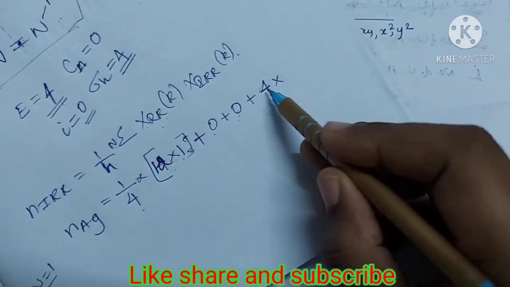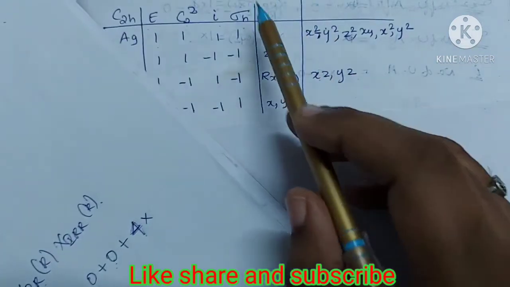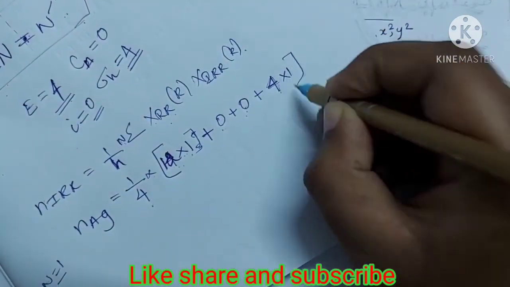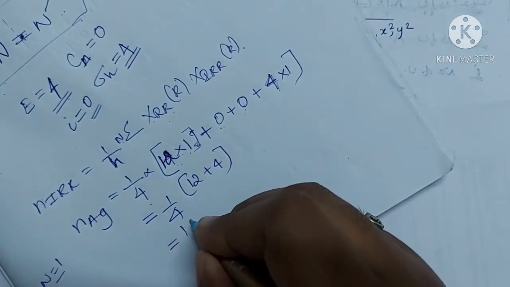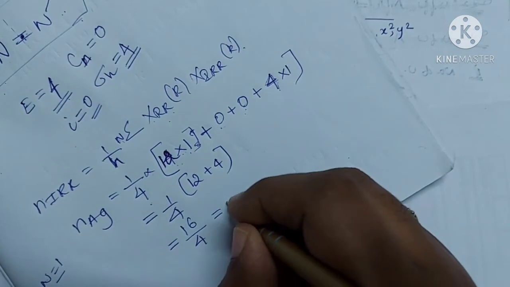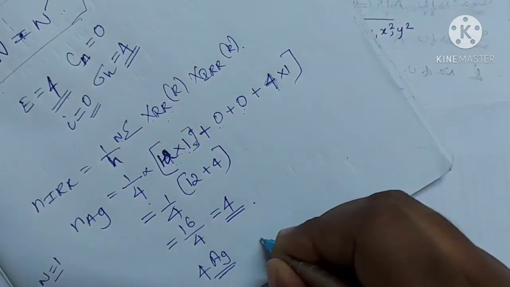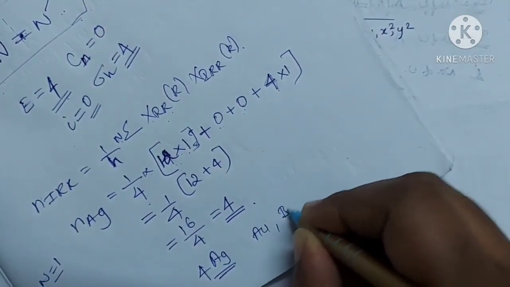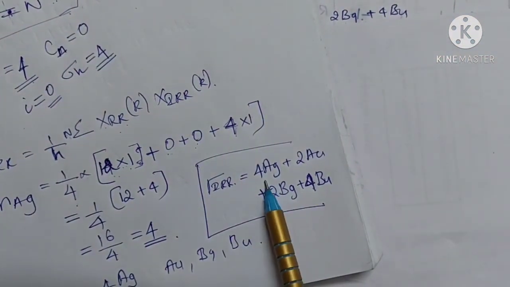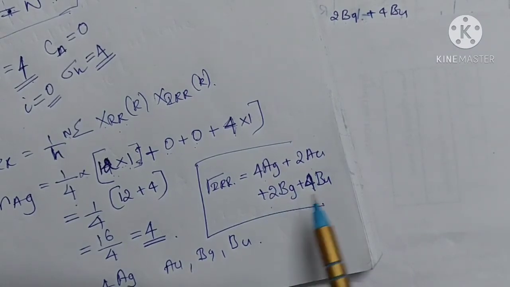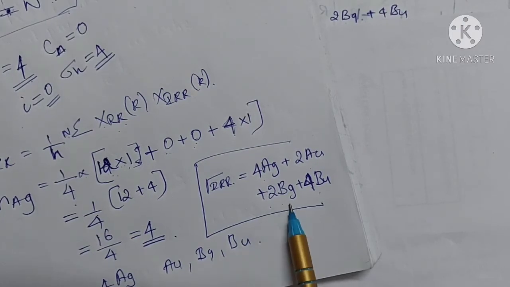And in the case of sigma xy, that is sigma h, we have 4 in the reducible representation, and n is 1. So together we get 4 Ag. Similarly, we are going to calculate Au, Bg and Bu. So finally, we will get the irreducible representation as 4Ag plus 2Au plus 2Bg plus 4Bu. So this is the irreducible representation for the trans N2F2 molecule.